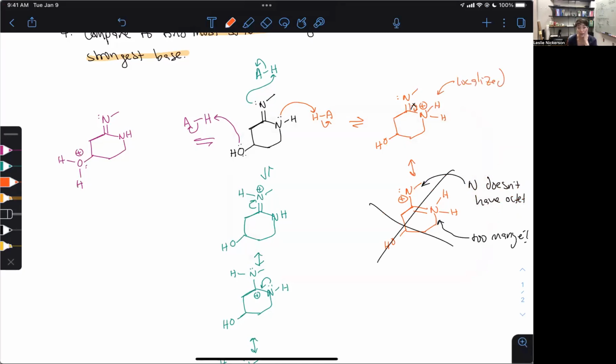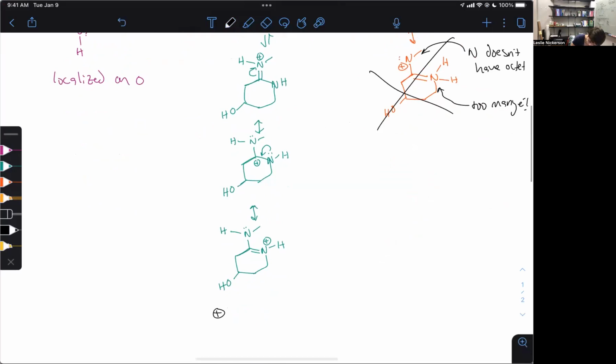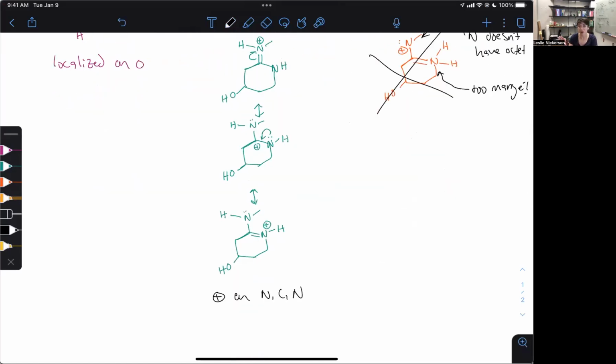Okay, so then we need to think about our options here. So I've got localized on an oxygen. I've got localized on nitrogen. And I've got delocalized on nitrogen, carbon, nitrogen. Okay, so if we look at this middle one, it's pretty obvious which one is going to be best.